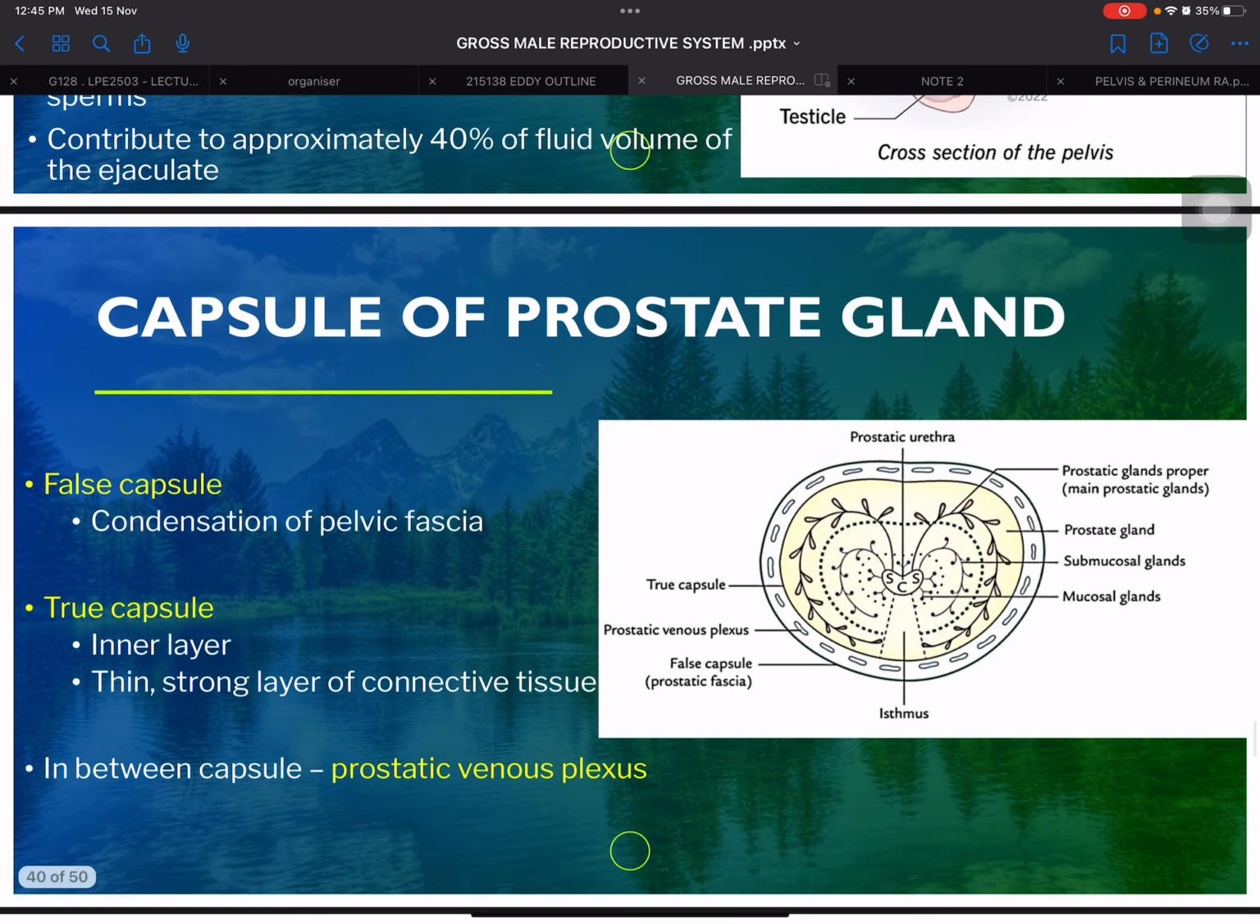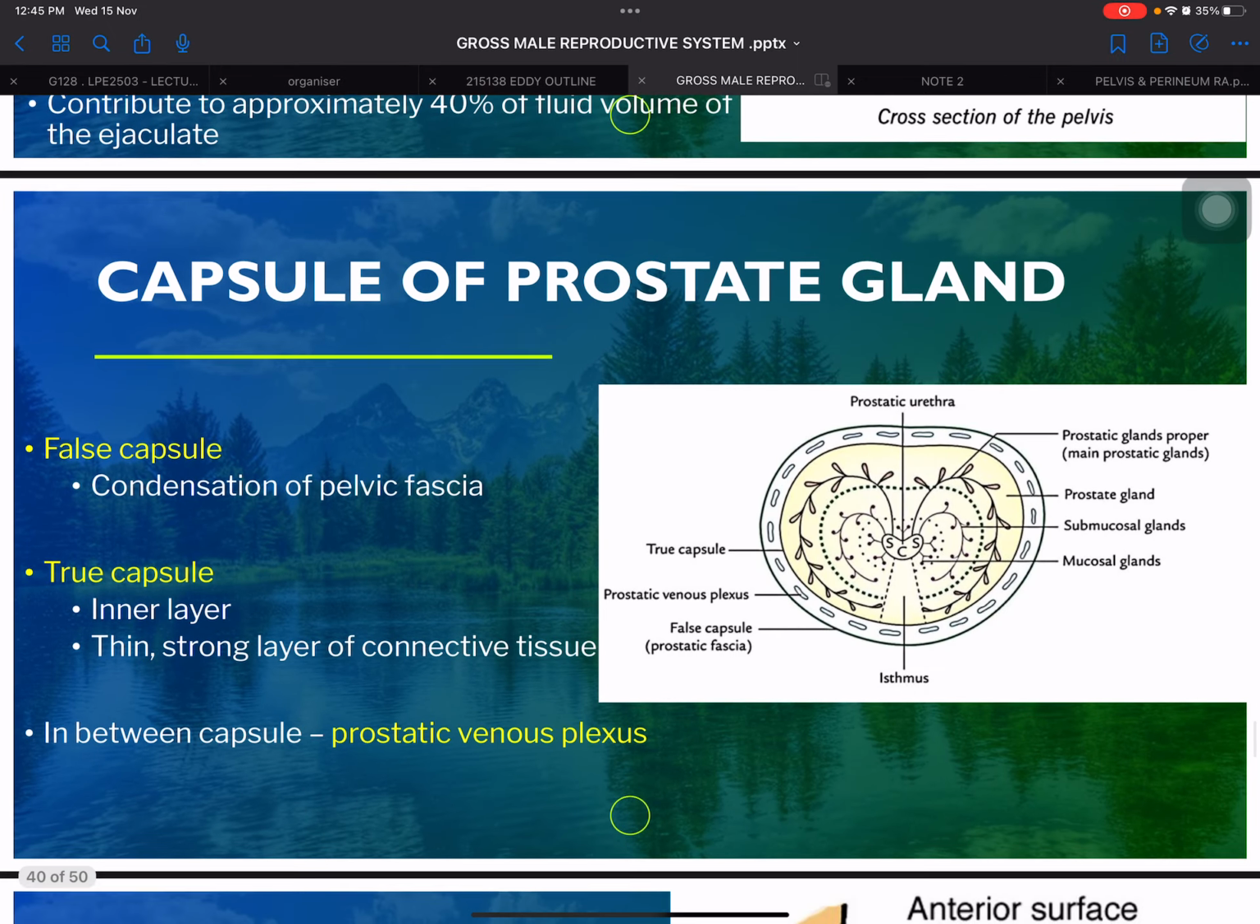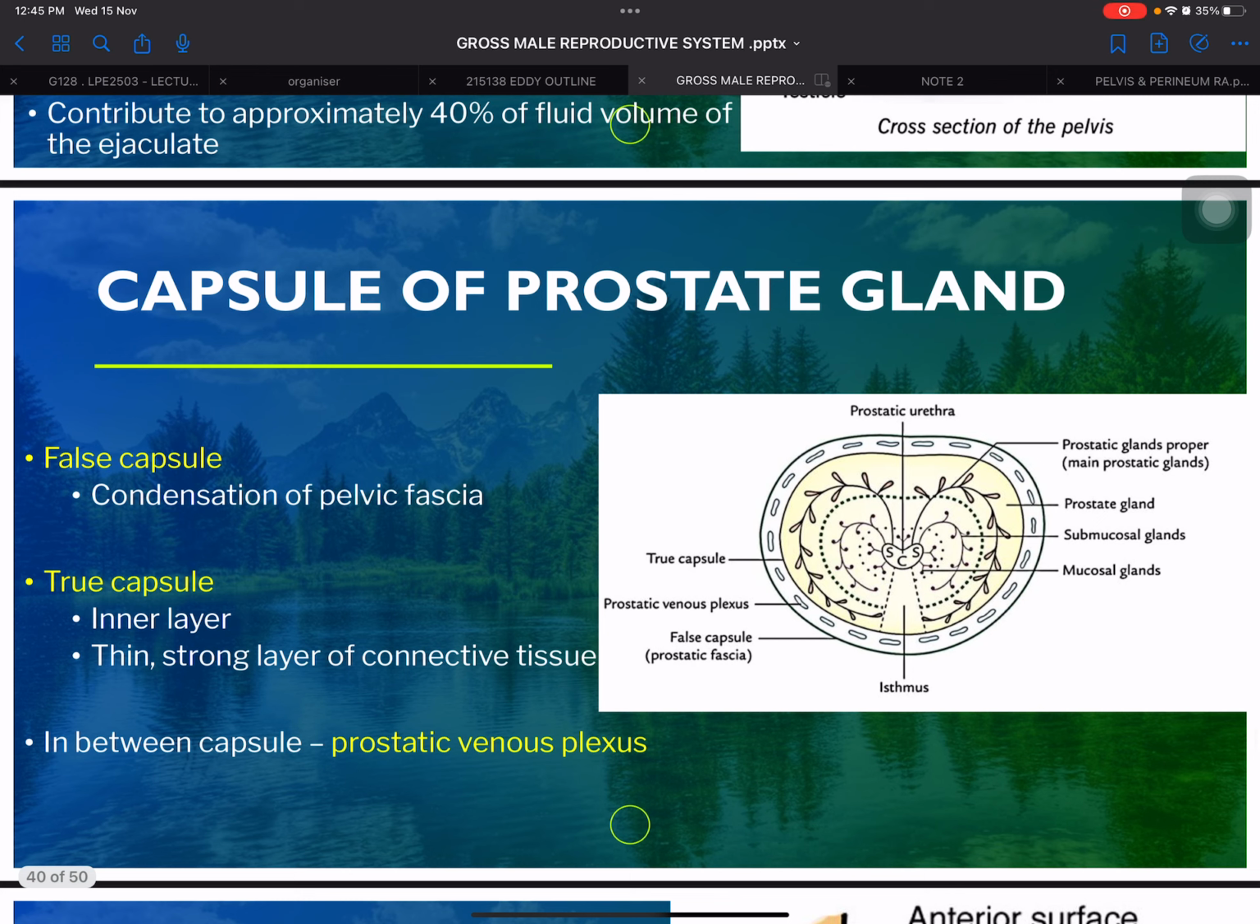So this is the capsule again of the prostate. You can see the false capsule ataupun prostatic fascia and the true capsule ke dalam ni. And so between them ada prostatic venous plexus. The true capsule is a thin, strong layer of connective tissue. So you need to know the location of the prostatic venous plexus, it is important sebab dia boleh migrate ke vertebra, ke brain, because of the venous plexus.